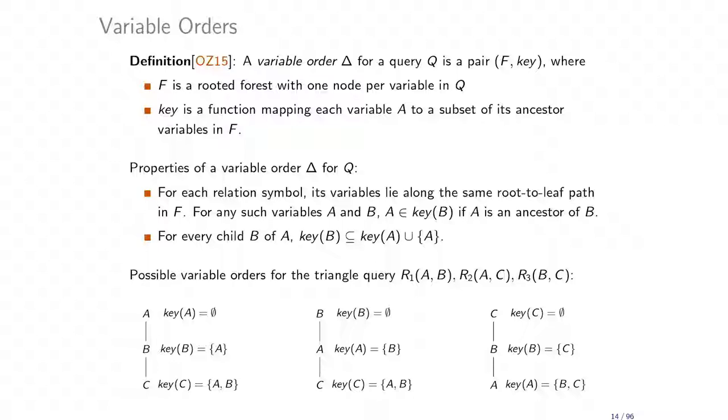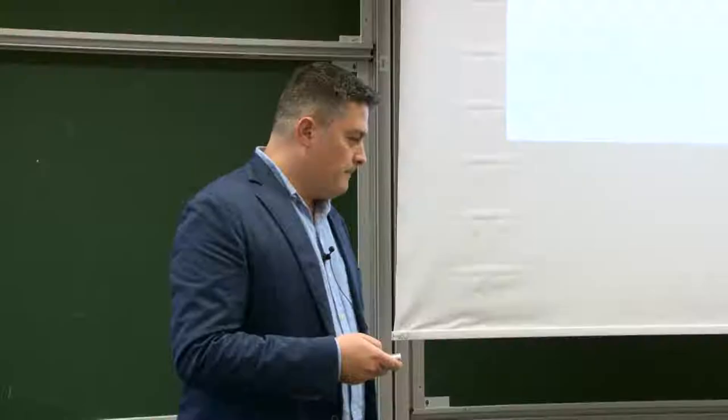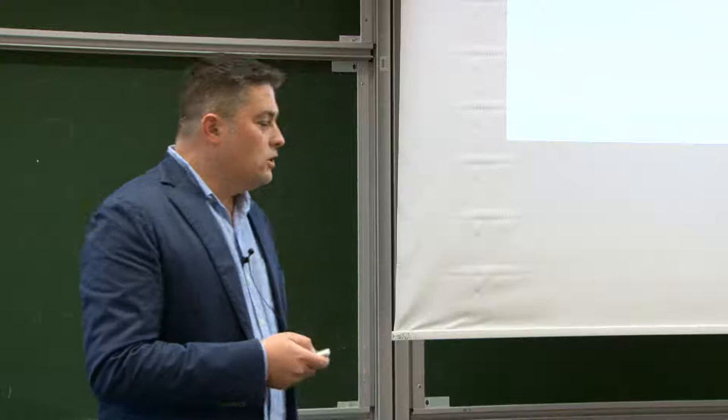So you have here that for any such variables, A and B, A belongs to the key of B if A is an ancestor of B. What do you mean by such variables here? For variables that are in the same relation. For each relation symbol, its variables lie along the same root to leaf path in F. And for any such variables A and B, any pair from the same relation, you get this. Yeah. Good. So now I will actually show you that the two notions are in fact equivalent.